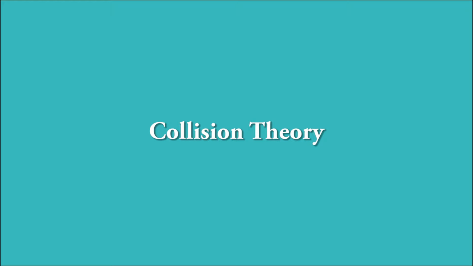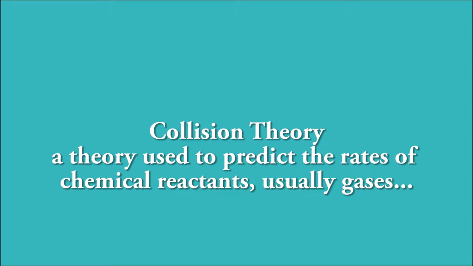Collision theory is essentially a theory that is used to predict the rates of chemical reactions, usually gases, based on the assumption that for a reaction to occur, it is necessary for the reacting species to collide with one another. It was proposed by Max Trautz in 1916.